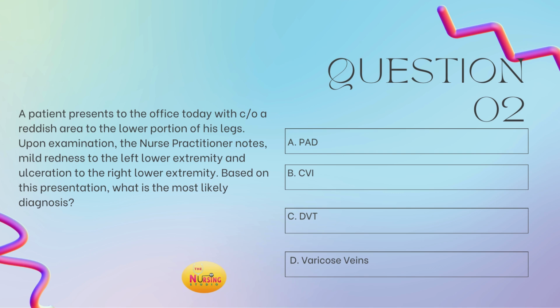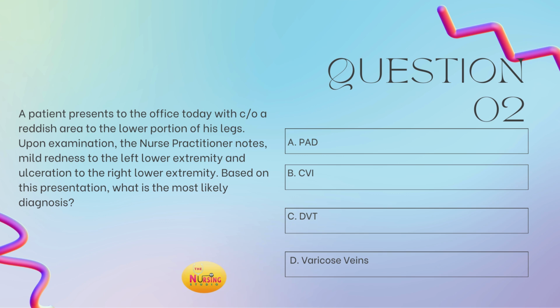Question number two. A patient presents to the office today with complaints of a reddish area to the lower portion of his legs. Upon examination, the nurse practitioner notes mild redness to the left lower extremity and ulceration to the right lower extremity. Based on this presentation, what is the most likely diagnosis? Is it A, PAD, B, CBI, C, DVT, or D, varicose veins? Take a moment and tell me what you got, you guys.